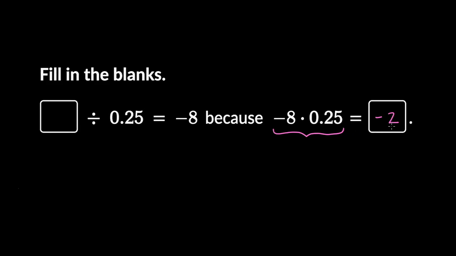So that would also tell us that if we took -2 and if we were to divide it by 0.25, then we would get to -8. So we could fill this in right over here.